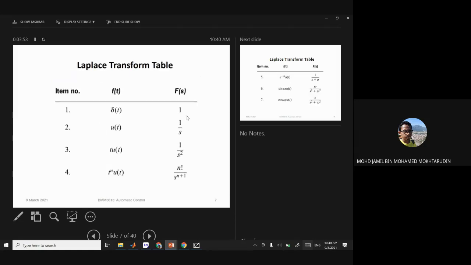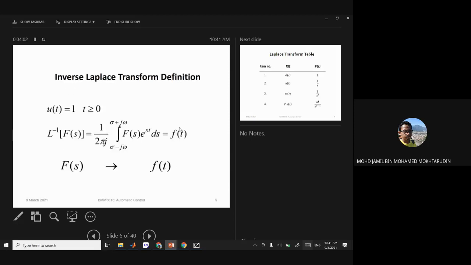Okay, so I think table will be given in exam. But since this is online exam, faham lah, refer lah nota. Kalau dalam face-to-face exam, it will be given to you.